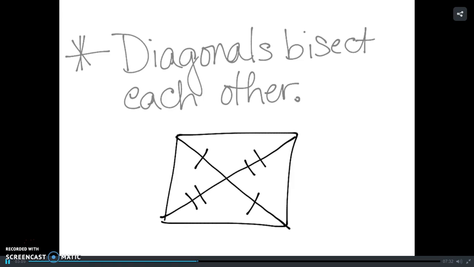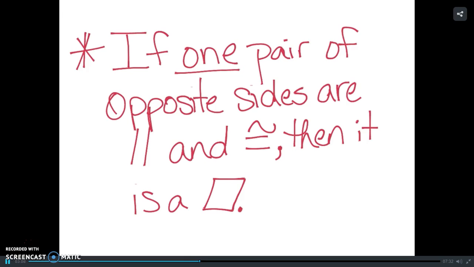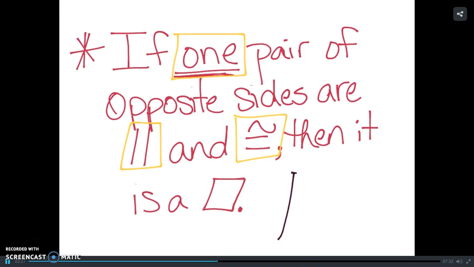Okay, let's take a look at test number 4. Test number 4 says if it's a quadrilateral and one pair, and that's really important here, because we're just talking about one pair of opposite sides are parallel and congruent. So that's the second key. They have to be parallel and congruent, not just one or the other. Then you're going to know it's a parallelogram. So let's take a look here. If I know this side and this side are both parallel, and I know that they're both congruent, then I don't have to know anything else about that figure. I know that it is a parallelogram.